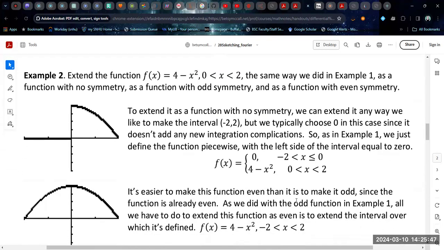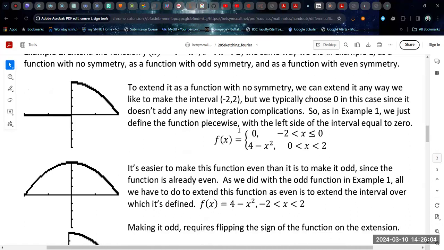So let's look at a second example and see what our options are. Again, we have a function defined only on the interval 0 to 2, and the function is 4 minus x squared. If we wanted to work really hard, thinking that this initial choice would be easier, we could extend it asymmetrically by specifying that the interval between -2 and 0 has the value 0.